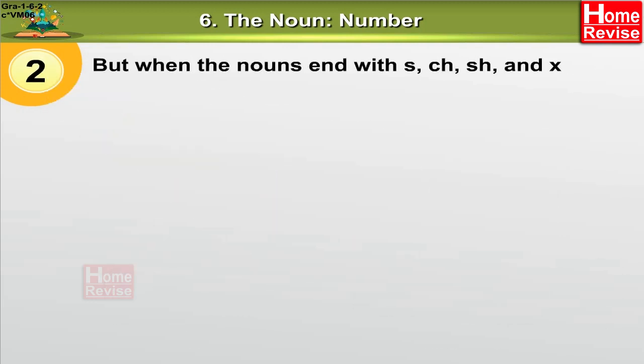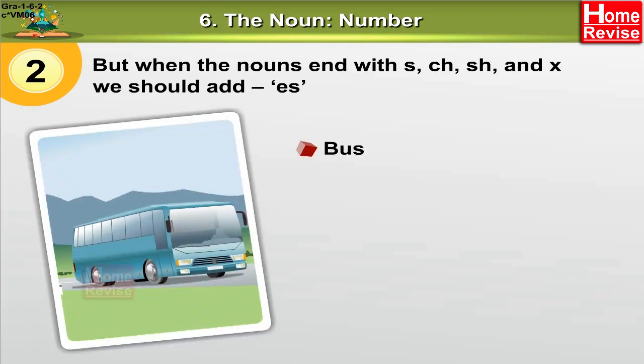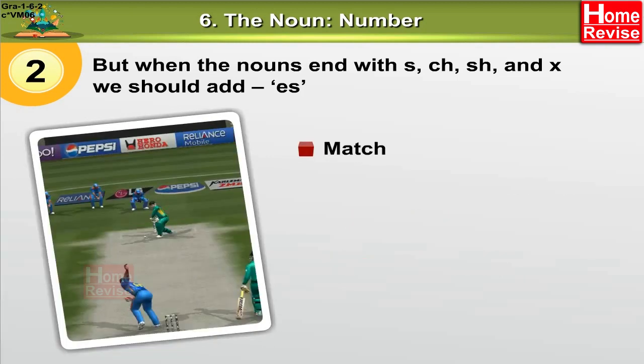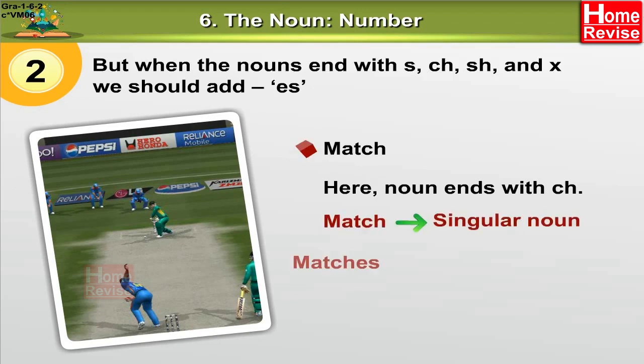Second, but when the nouns end with an s, ch, sh, and x, then what happens? Well, we should add es. Will you remember that? Not an s, but es. For example, bus. Now here the noun ends with an s. So we added es to make the plural form buses. Match. Here, noun ends with ch. So we added es to make the plural form matches.